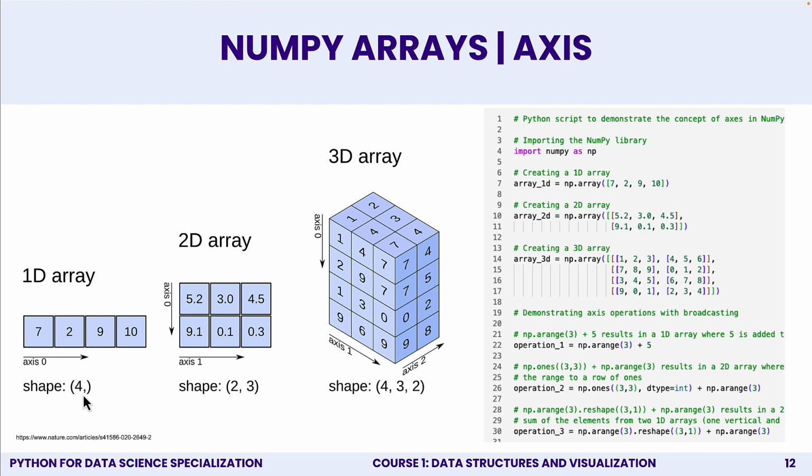This is a one-dimensional array. Now with a two-dimensional array, we will have 2 axes, let's say the x and the y. Axis 0 represents the rows, and axis 1 represents the columns. Sometimes you would like to make the sum over the rows. For example, if I want to make the sum over axis 0, I will sum 5 plus 2 and 9 plus 1, so that will be one element. Then 3.0 and 0.1, that's another element, and then 4.5 and 0.3, that's another element.